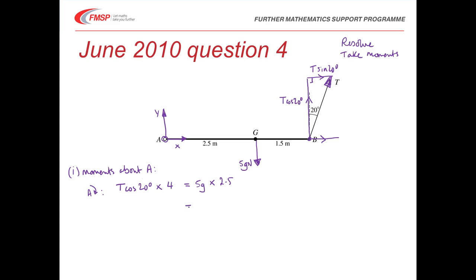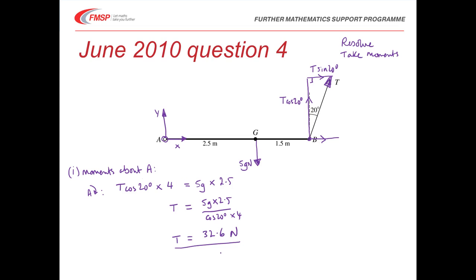Well, that's done that. So the tension is 5g times 2.5 divided by cos 20 degrees times 4. And calculating that gives me a value for T, which is 32.6 newtons.